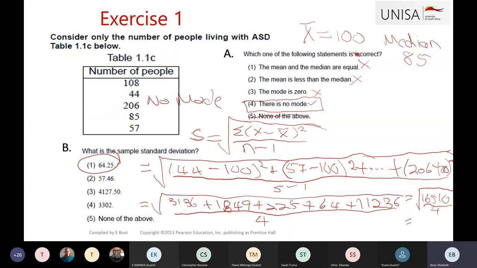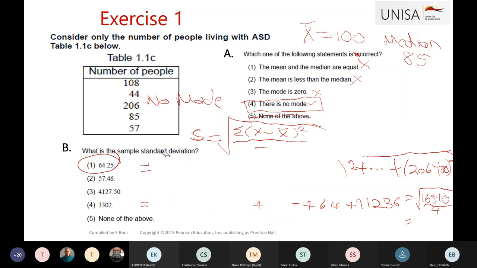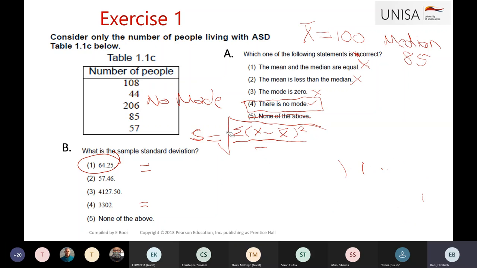So who got it right? Who got one? Sfiso got one. Sarah got one. And Etienne got one. So now the last one was the coefficient of variation. When you watch the video, you can pause the video and take down the answers if you want. So now move to the next question.